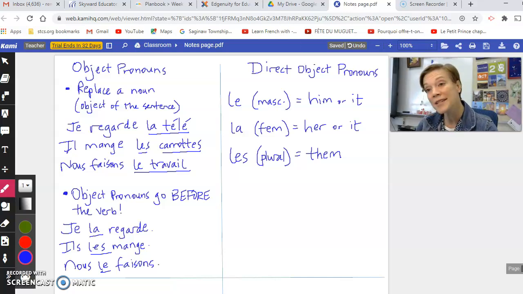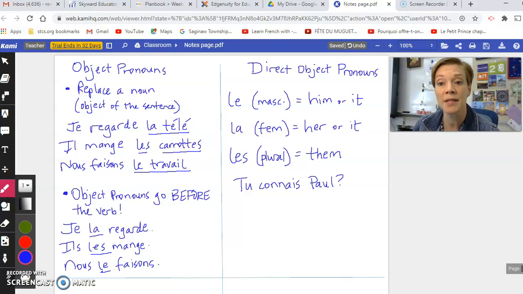So once again, what does that look like in a sentence? Well, if we're talking about people, you might ask the question, tu connais Paul? Do you know Paul? Paul is the object of the sentence because you are the subject. You know Paul. But it's a question. Do you know Paul? Tu connais Paul? And if you do, you say oui, je le connais. We've replaced the word Paul with him. In English, I know him.